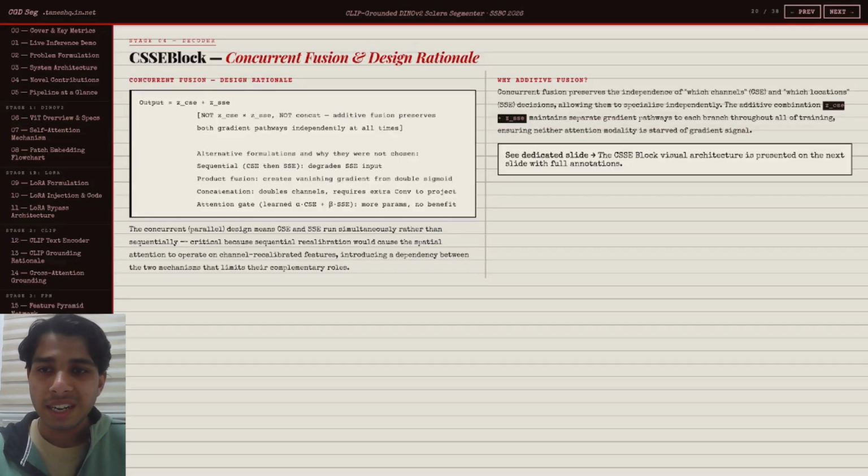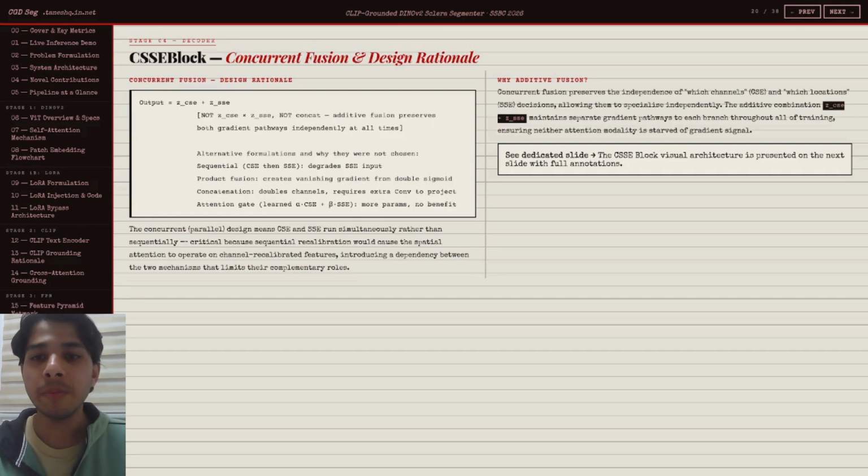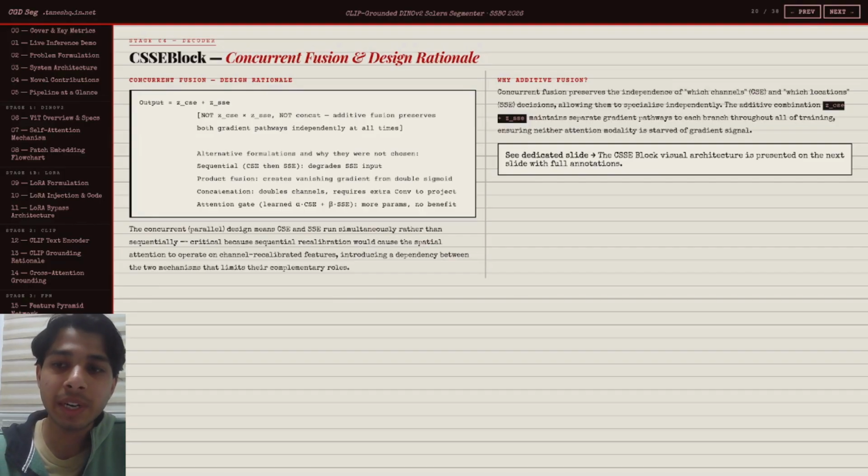The word concurrent is the important design choice here. We run both spotlight mechanisms in parallel and sum their outputs. The alternative, running one after the other, would mean the second mechanism operates on already modified features, creating a dependency between them. Running them simultaneously keeps them independent so that they can specialize in their own distinct roles without interfering with each other's gradient signals during training.